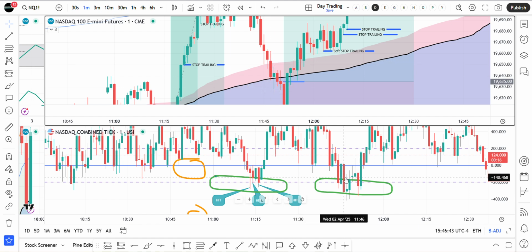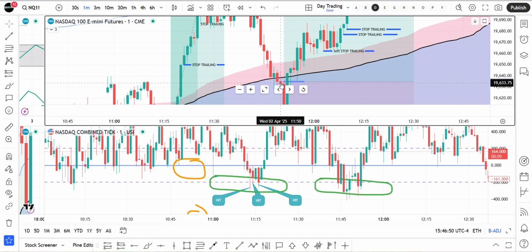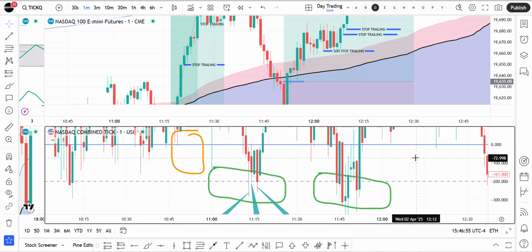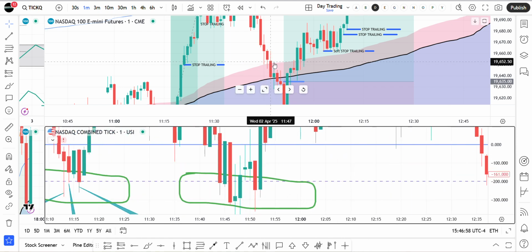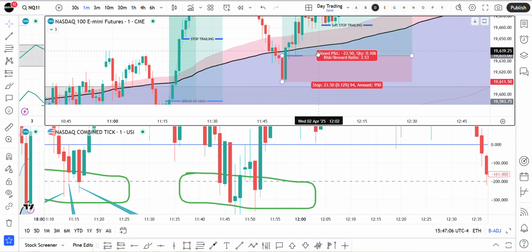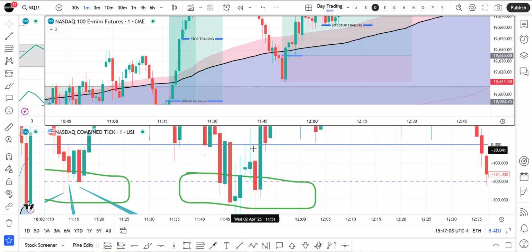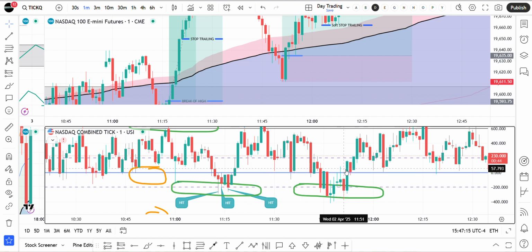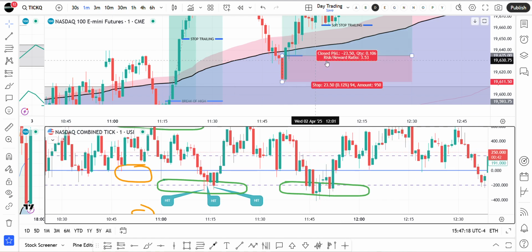11:47. Not. Still on that line. 11:48. Not. 11:49. It doesn't look like it touched. Yeah, 11:49 didn't touch. So we got 11:50. 11:50 touched, but never took out the high. 11:51 it touched. And then 11:52 took out the high. So now that's your long position. Going long from there.